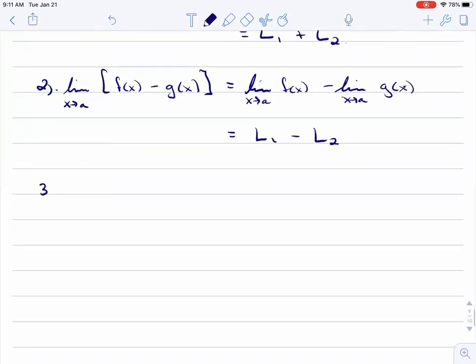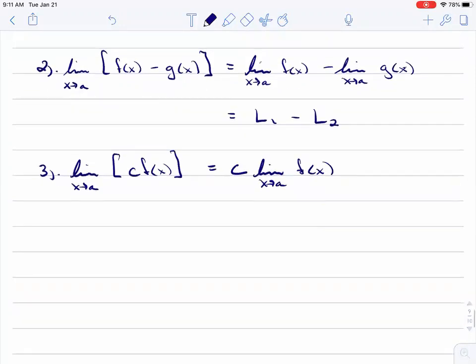The next limit law is how do we deal with constants, right? If we've got the limit as x approaches a of c times f of x, we said that we can bring the limit inside, but the limit of a constant is just itself. So we can rewrite this as c times the limit as x approaches a of f of x, but we know the limit of f of x, and so we get c times L1.